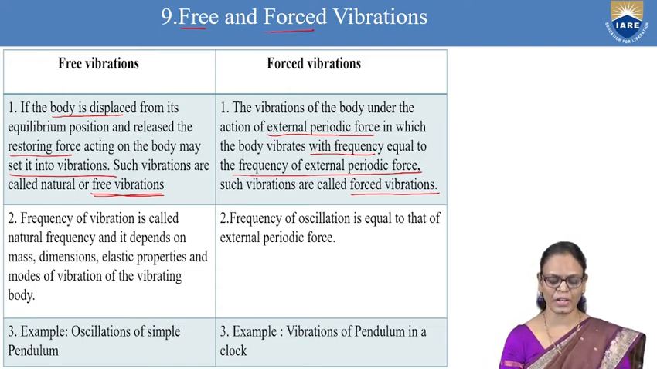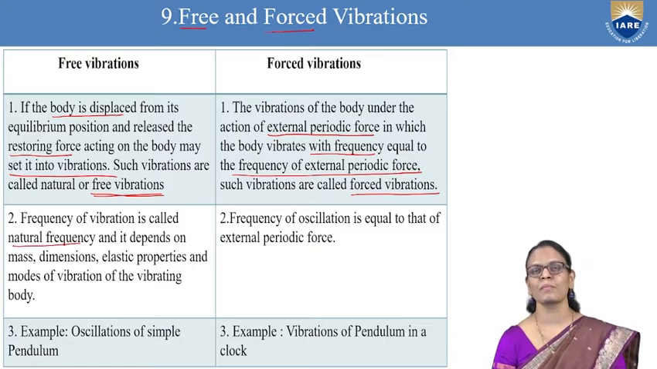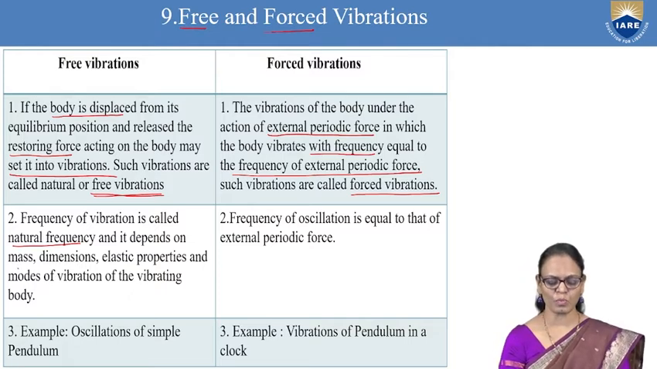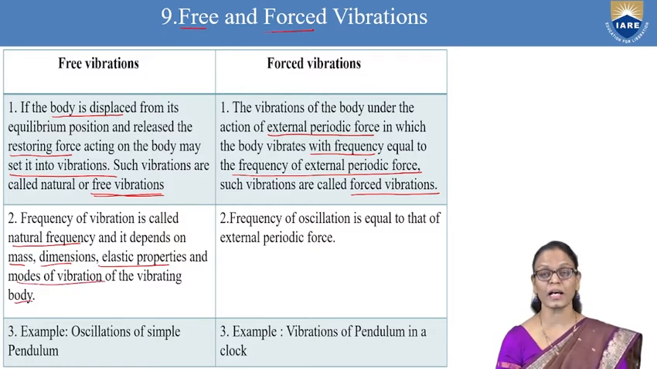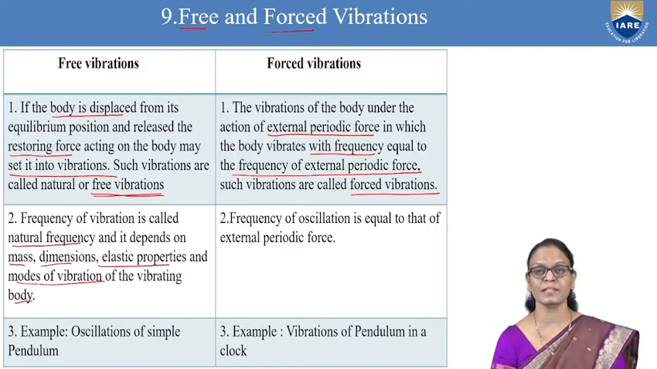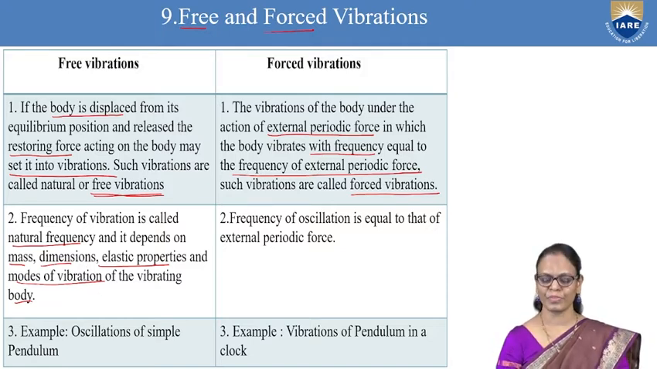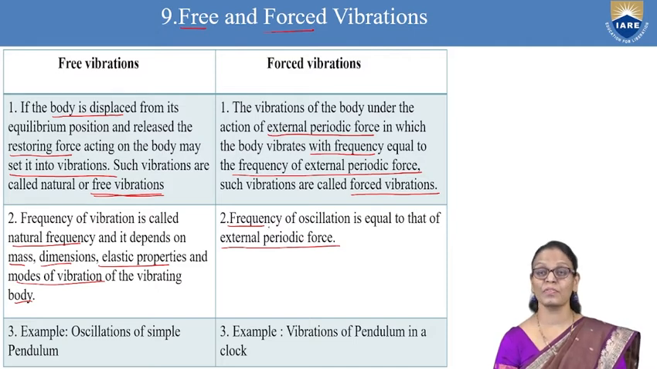Now coming to the frequency. In free vibrations the frequency is called the natural frequency. It depends on mass, dimensions, elastic properties and mode of vibration of the vibrating body. It entirely depends upon the object or the body that is in motion, its mass, its dimensions, its elastic properties and the mode in which it is vibrating. In forced vibrations, the frequency is equal to that of the external periodic force. Whatever periodic force we are applying, the object will vibrate with that particular frequency.